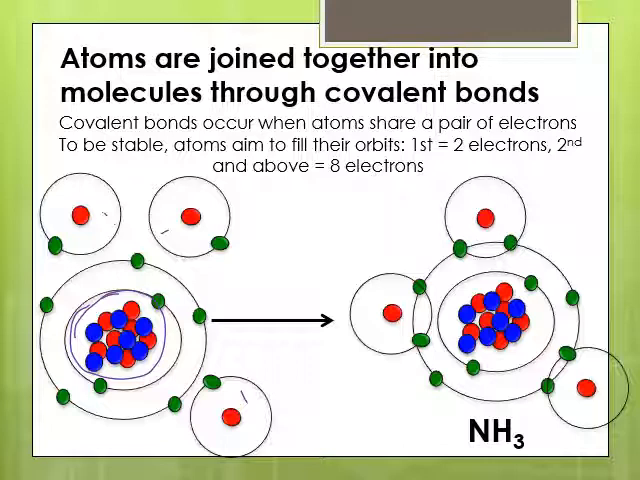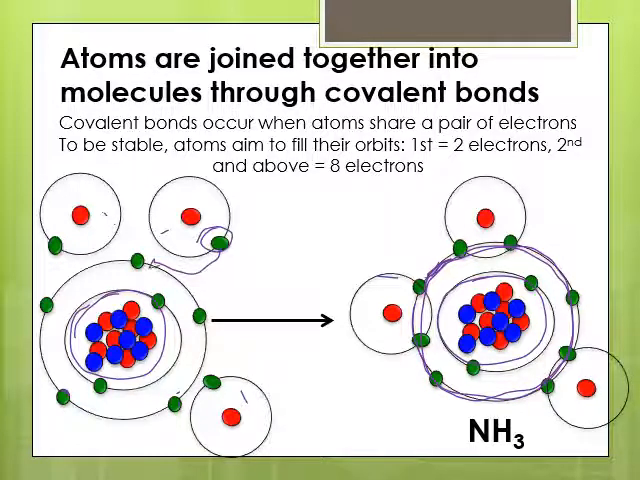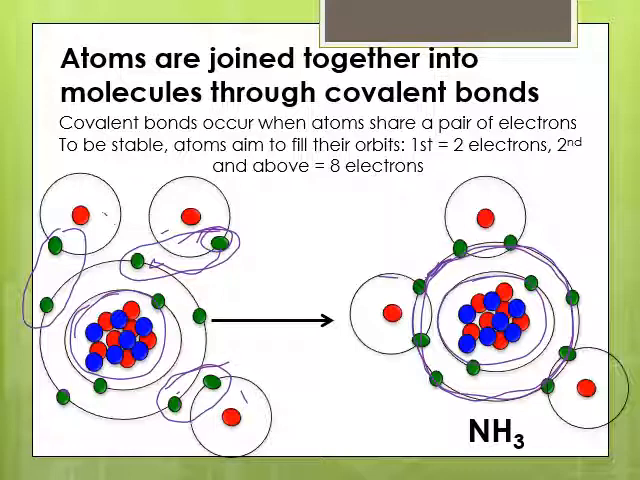And in order to do that, they want to fill these orbits. These are the orbits that have the electrons. So the first orbit can only hold 2 electrons, but the second one and above can usually hold 8. So you can see we've got 1, 2, 3, 4, 5 on this nitrogen, and we've got 3 hydrogen atoms that want to bond to this nitrogen. So when they bond, these electrons are basically being pulled in here, and then they're going to become super stable and pair up essentially. Okay. So that's how these covalent bonds form.